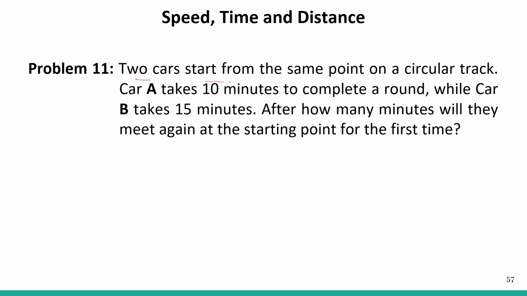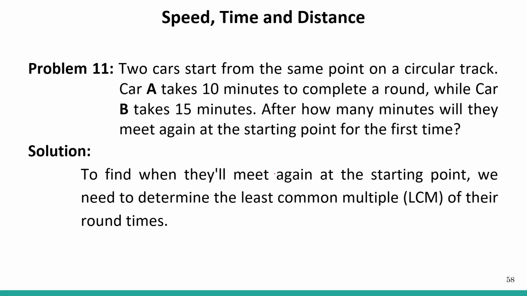Two cars start from the same point on a circular track, and car A takes 10 minutes to complete the round, while car B takes 15 minutes. After how many minutes will they meet again at the starting point for the first time? "For the first time" is written here. This is a key term that you need to remember. To find when they will meet again at the starting point, we need to find the least common multiple of their round times.